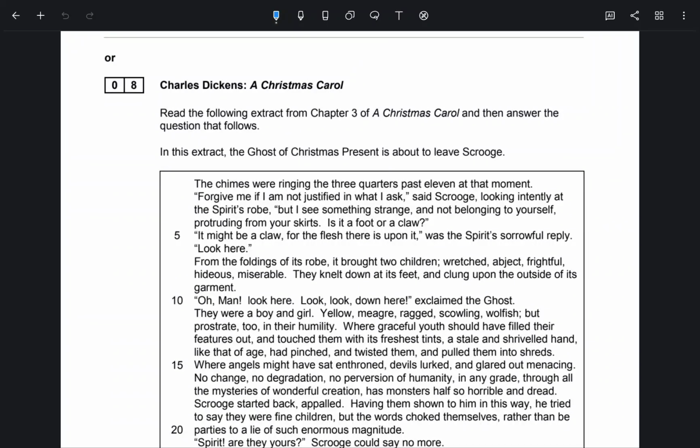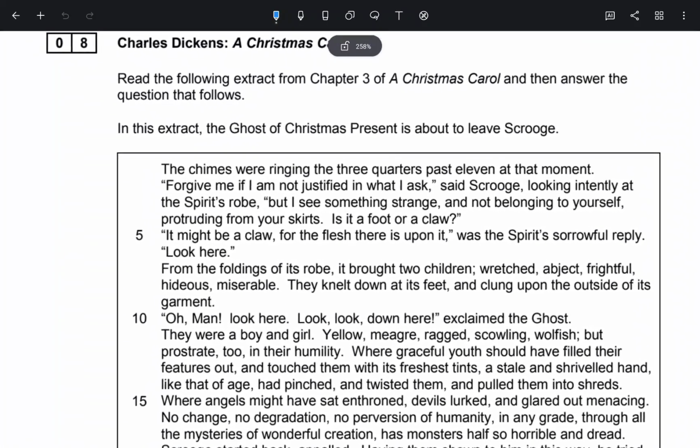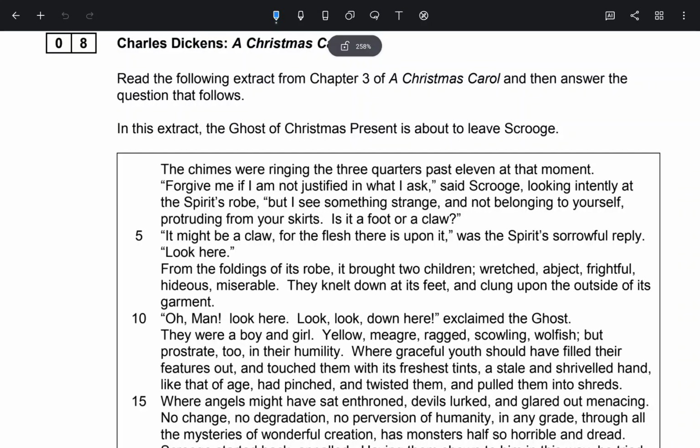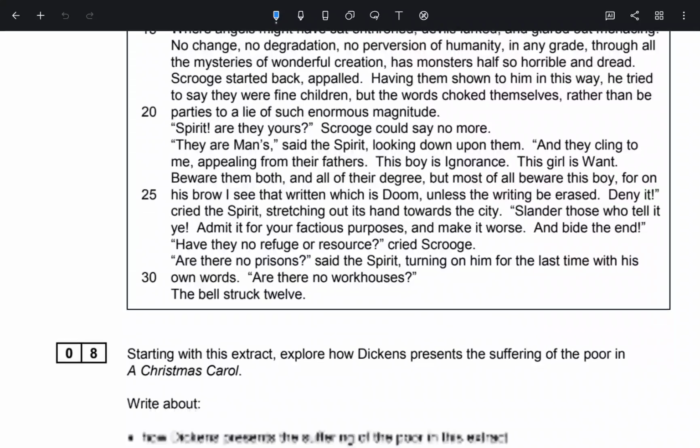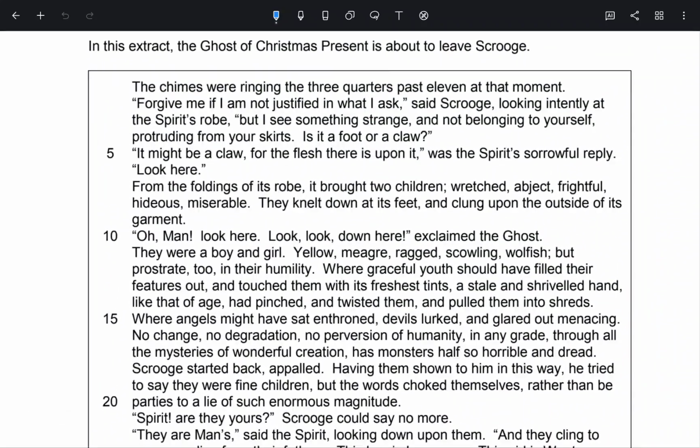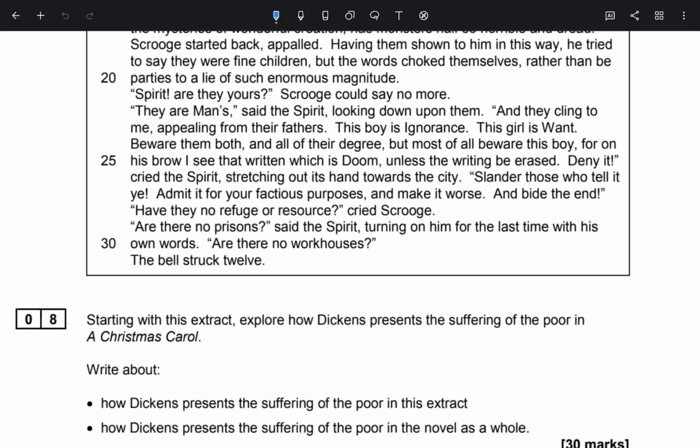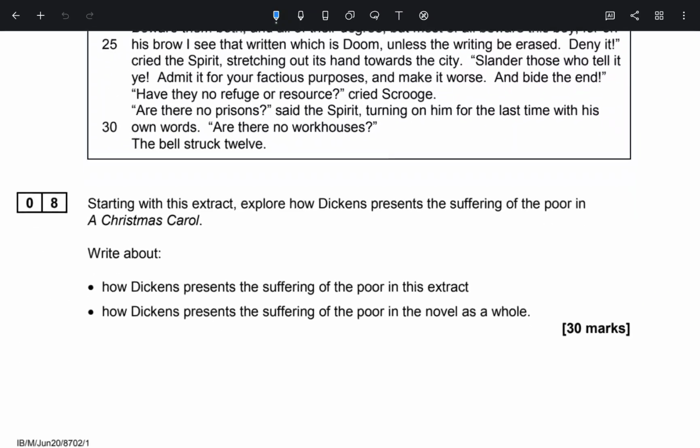Read the following extract from chapter 3 of A Christmas Carol and then answer the question that follows. In this extract, the ghost of Christmas Present is about to leave Scrooge. So you need to read and annotate this extract. Super important. Don't leave it blank. Look at the keywords, the key phrases, anything to do with language, anything to do with structure. Super, super important. So question 8 reads the following.